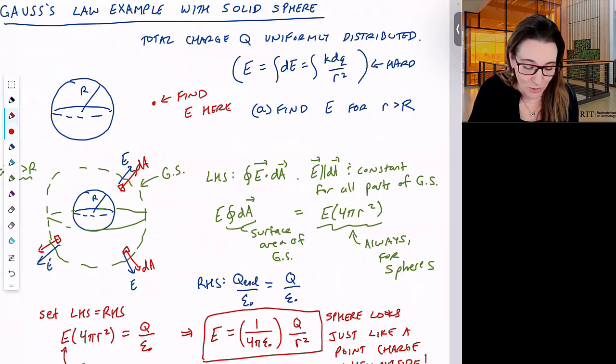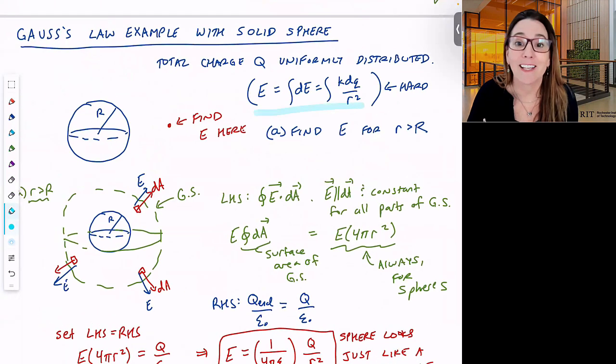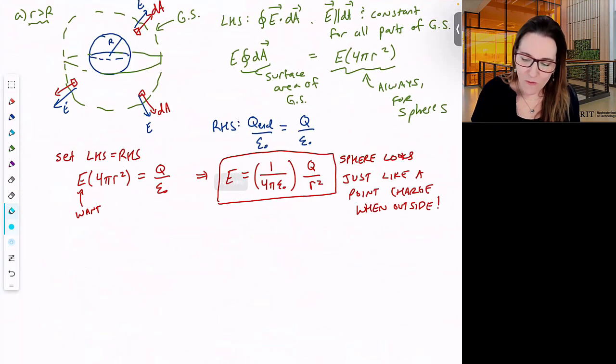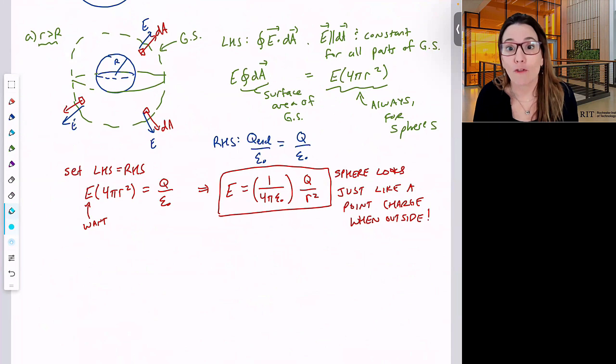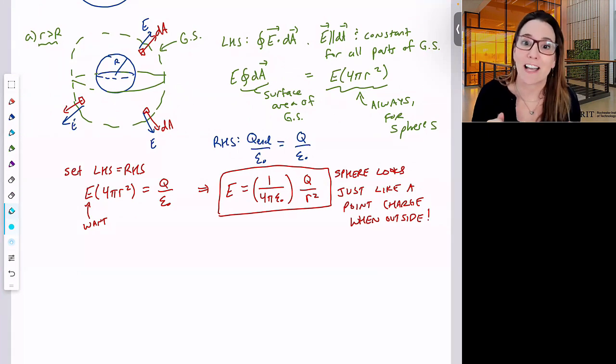Imagine if we had to do this nice messy k dQ over r squared and do all of that just to end up with it looking like a point charge. So Gauss's law already has proven itself to be quite powerful. Now let's do an even more complicated one, where we actually look inside the sphere.